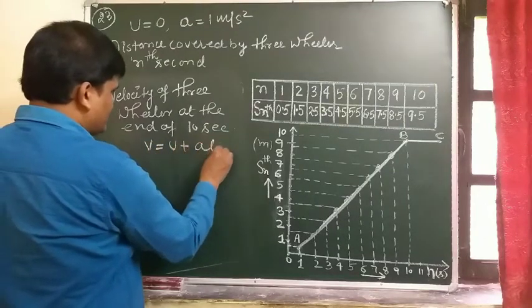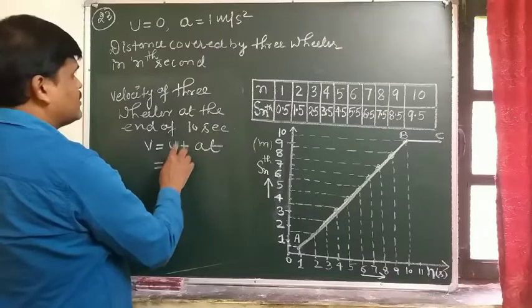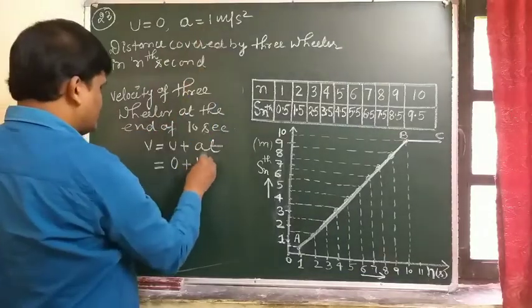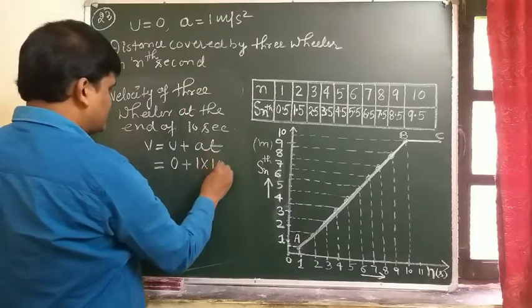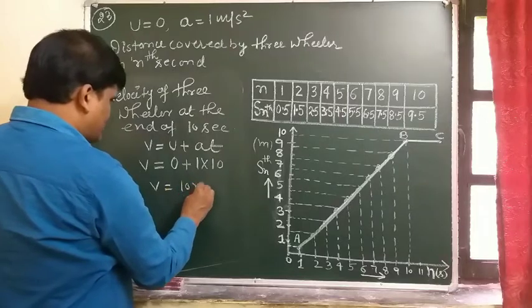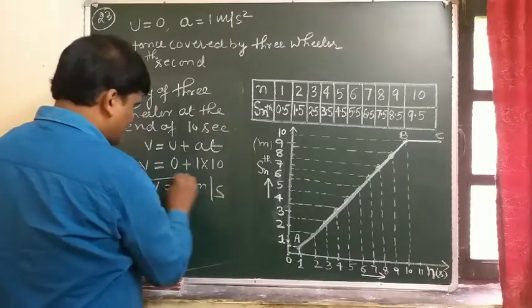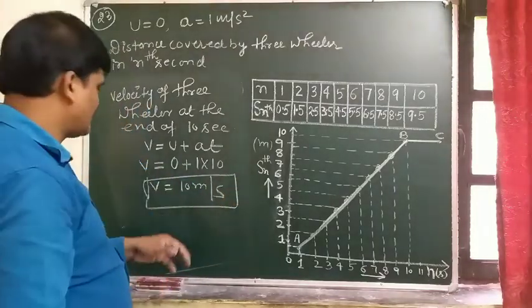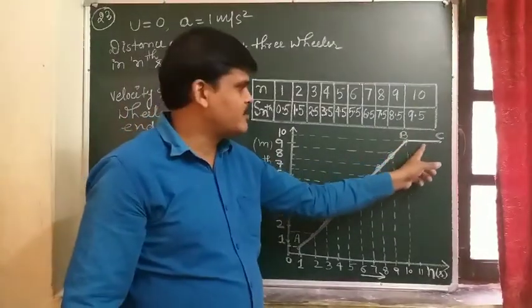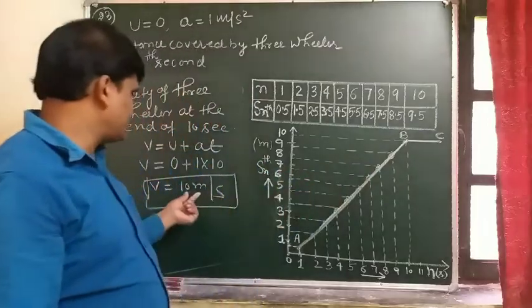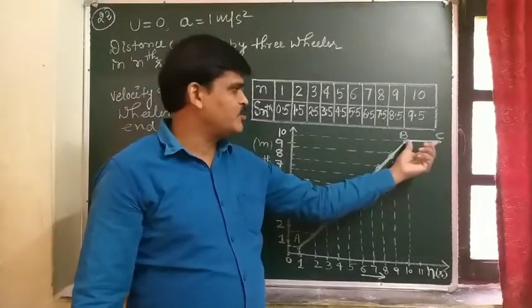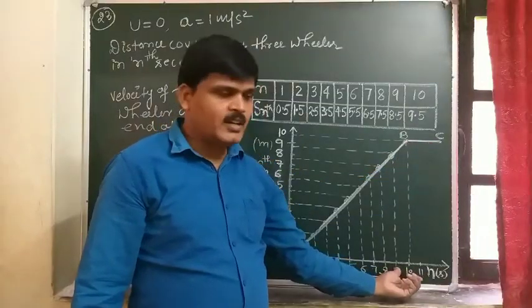We use the formula, and the three-wheeler starts from rest, accelerates with 1, and the time is 10. So V equals 10 meter per second. And students, after 10 seconds, the three-wheeler moves with a uniform speed of 10 meter per second. And the graph which is shown, BC, is parallel to the time axis.